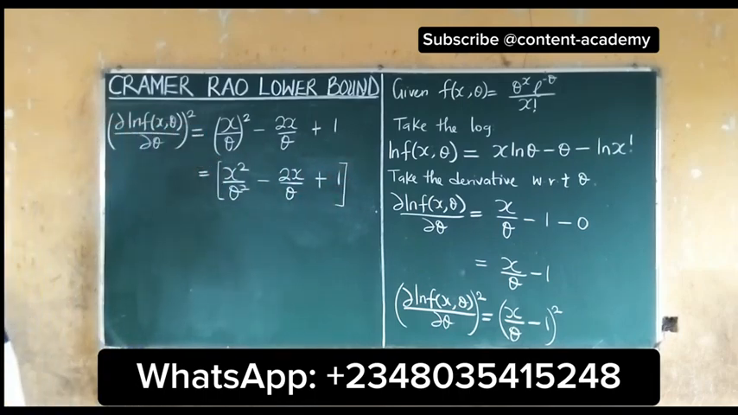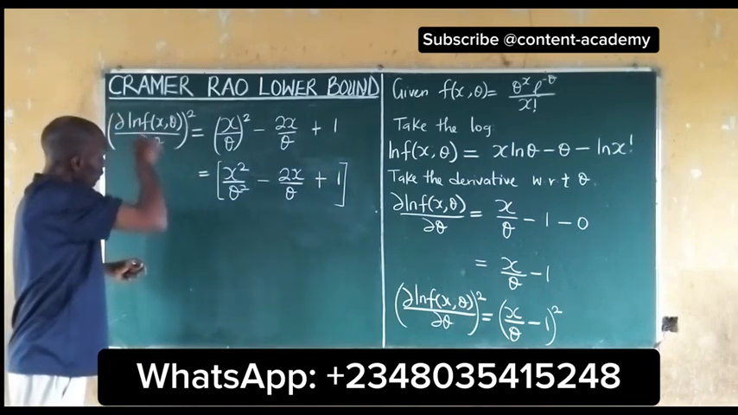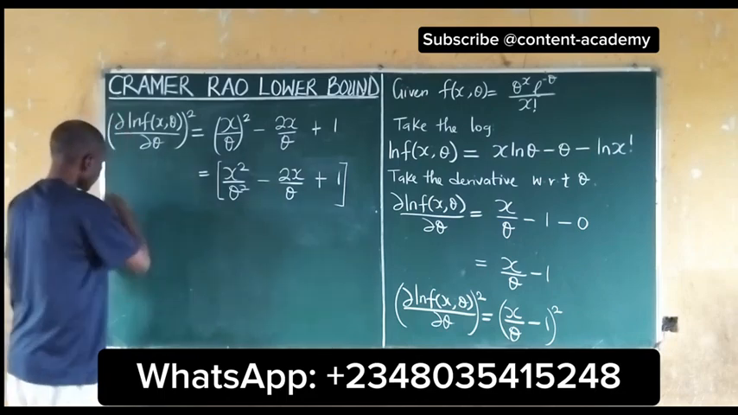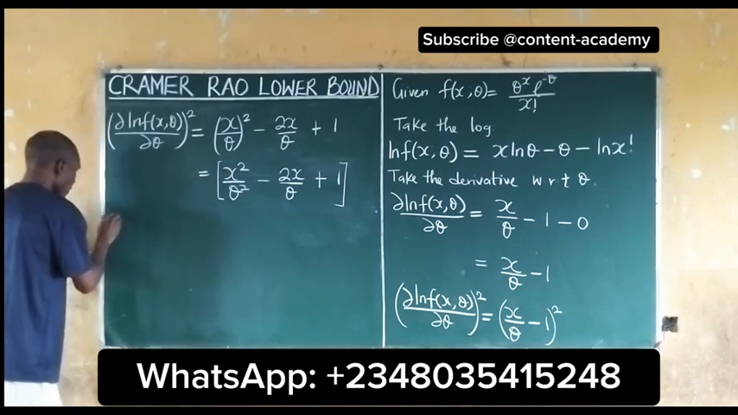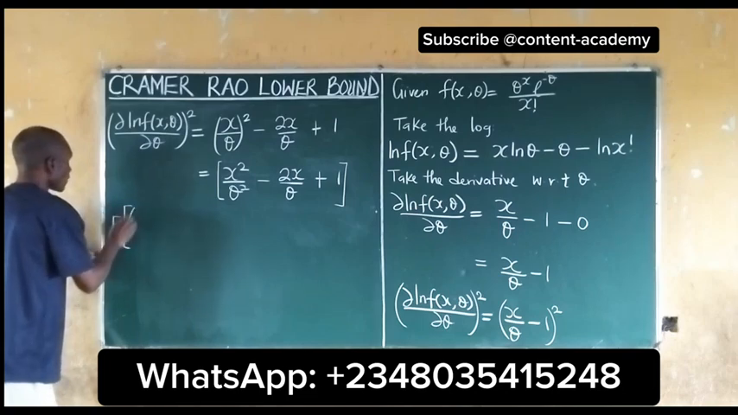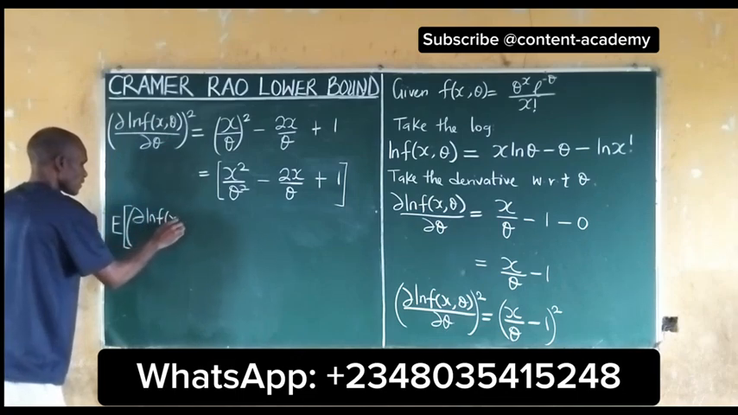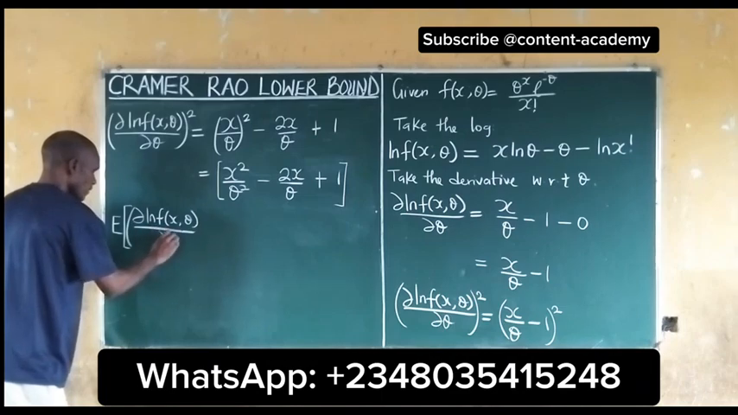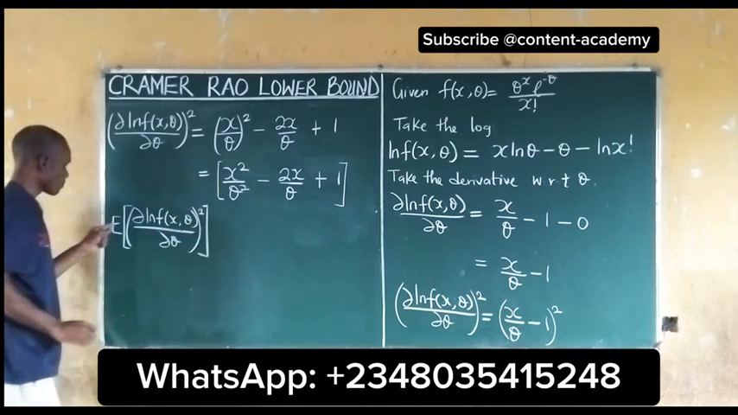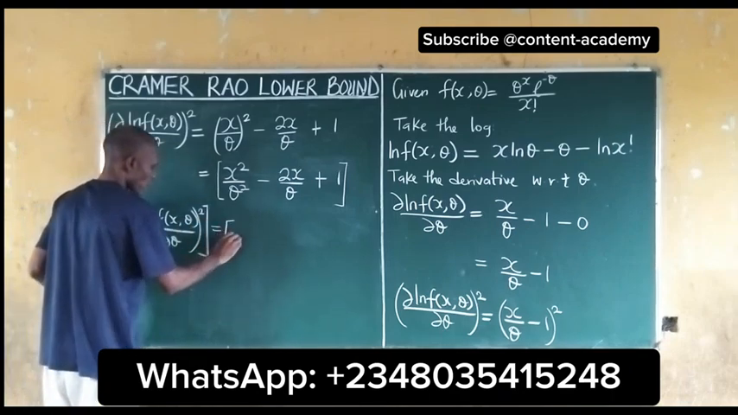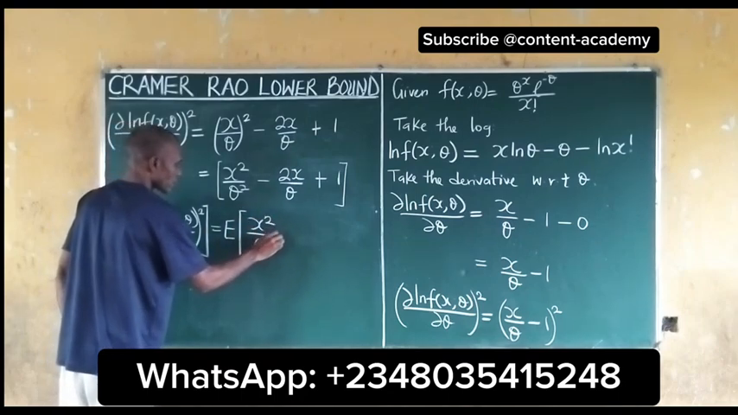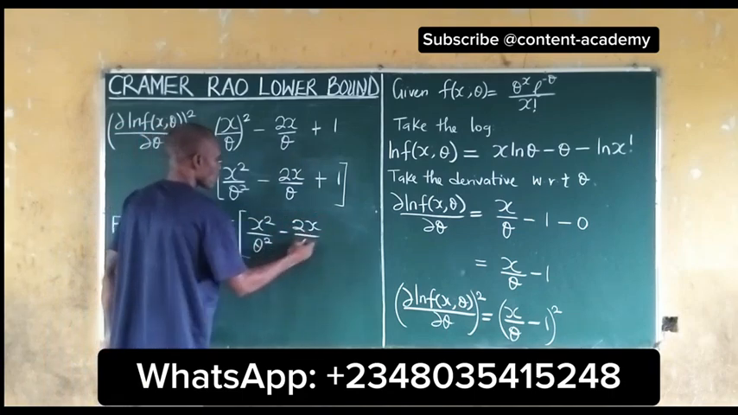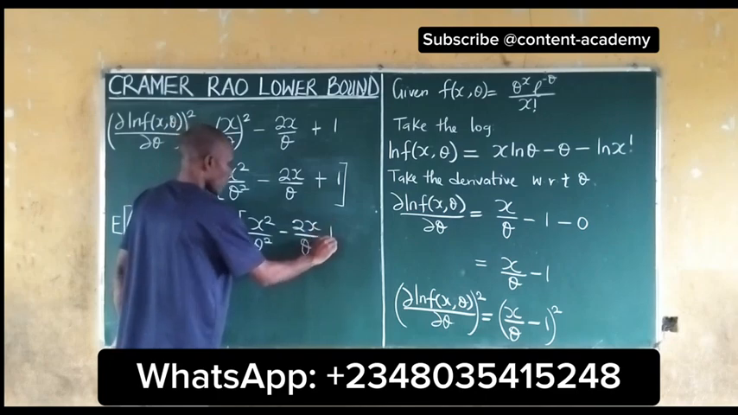So the next thing to do is to take the expectation. That means we now write what we have from the Cramer-Rao inequality. We have the expectation of this whole function, the derivative of ln f(x, theta) with respect to theta, squared. Now we have inputted our expectation. So we write the expectation here, which is x squared over theta squared minus 2x over theta plus 1.